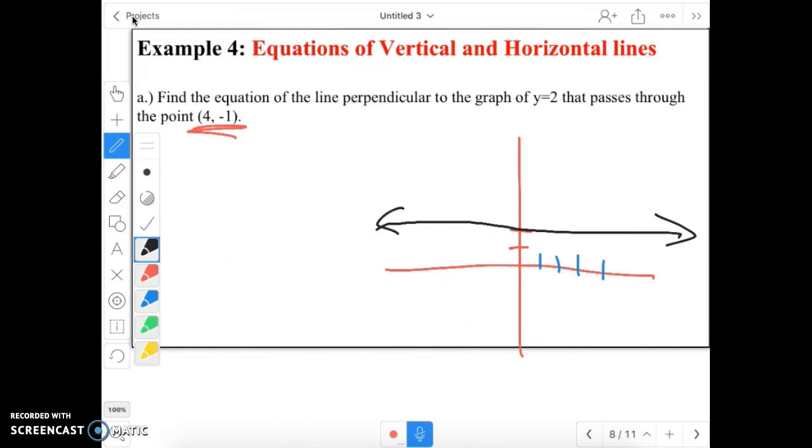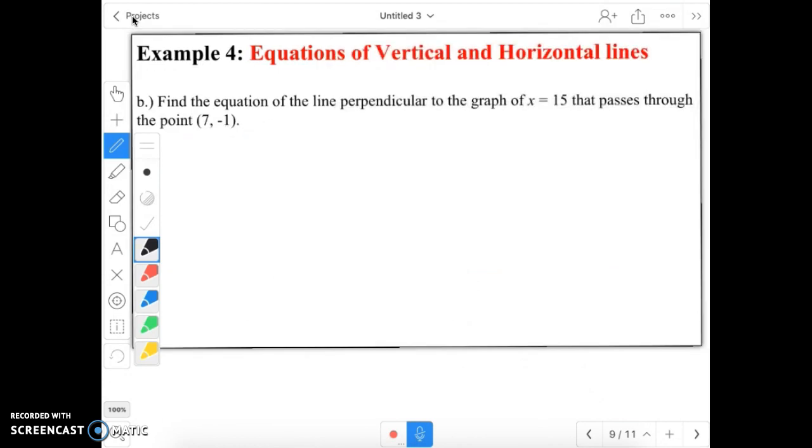If I drew a line that went through 4, it'll be a vertical line. So really, we just have to look at one of those points depending on what they give us. Again, I'll have you try this one out. So pause the video, write that information down.